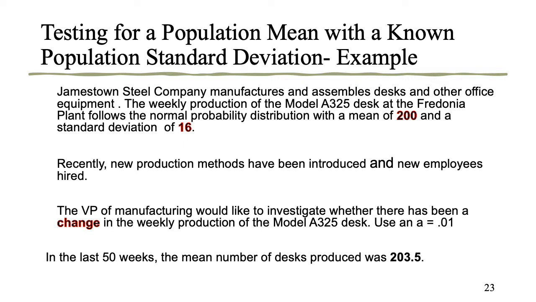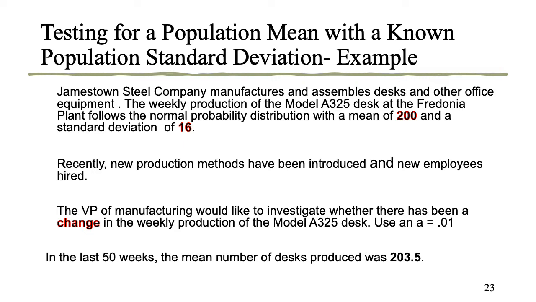Okay, we're going to work through this problem together. And let's start with the setup. The question says, Jamestown Steel manufactures and assembles desks and other office equipment. The mean weekly production of the Model 835 desk follows a normal distribution with a mean of 200 and a standard deviation of 16. This is the population data for this.